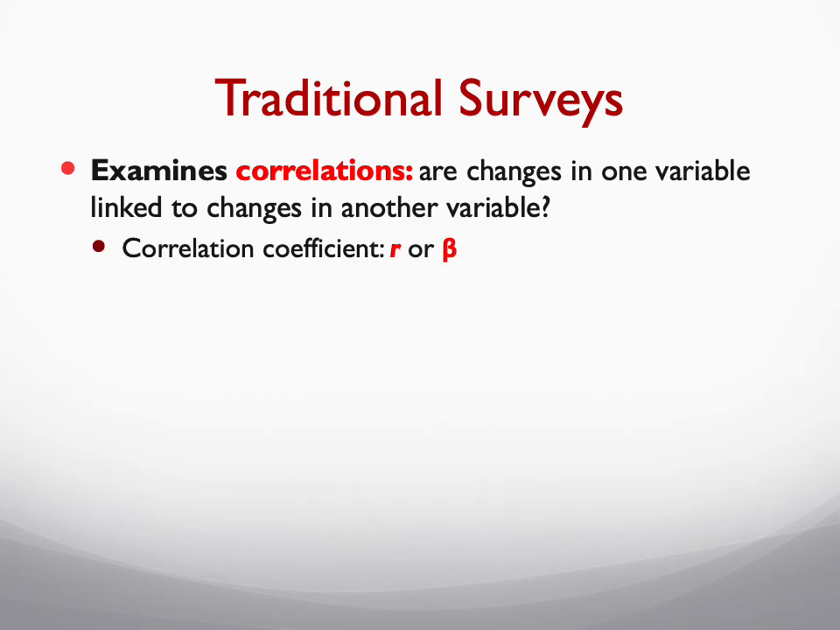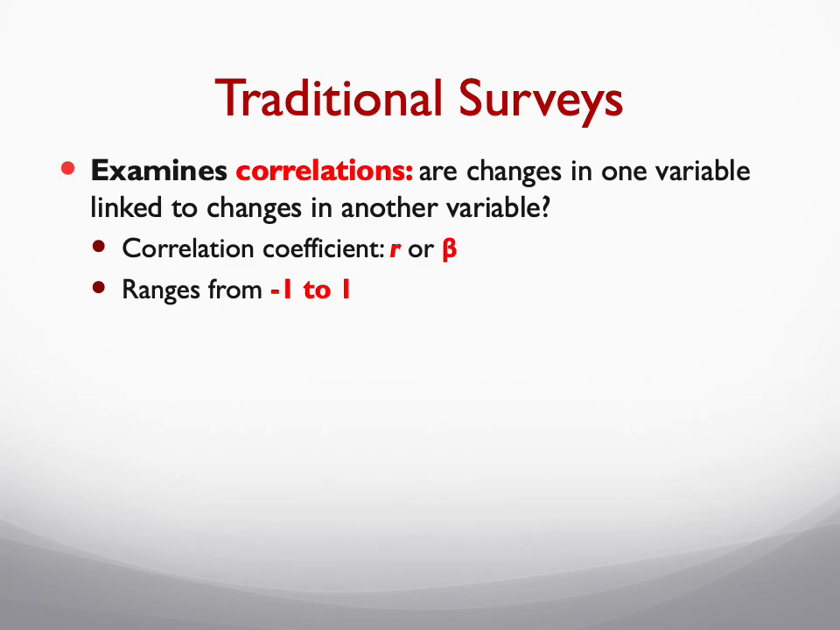These are going to be represented in papers that we're going to be reading in the next few weeks as a correlation coefficient. It's either going to be this lowercase italicized r or this Greek letter beta, which is called a beta coefficient. You don't have to really worry too much about where those letters come from, but just know that they're representing a correlation coefficient. And the interpretation of these values is pretty similar. There are some differences between them, but for the purpose of this class, I don't need you to worry about that. I just need you to know, hey, it's a correlation coefficient.